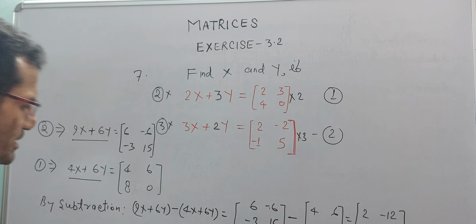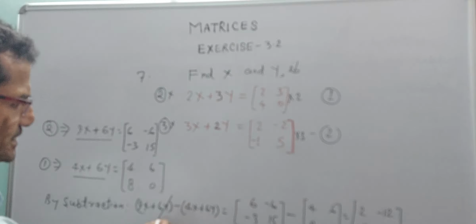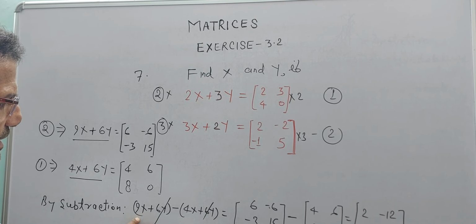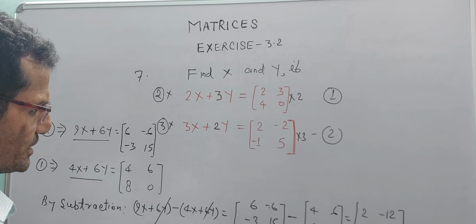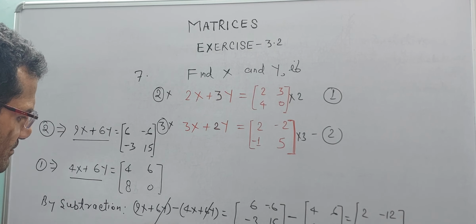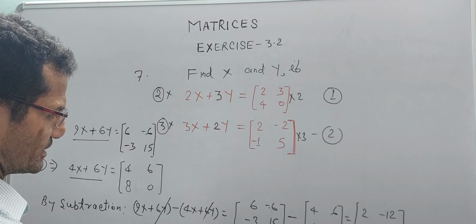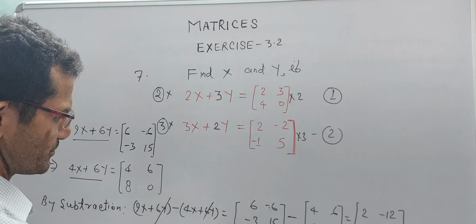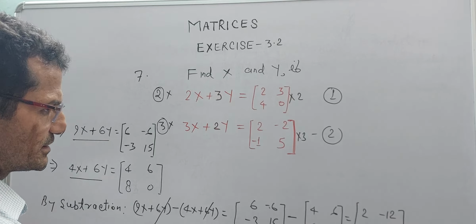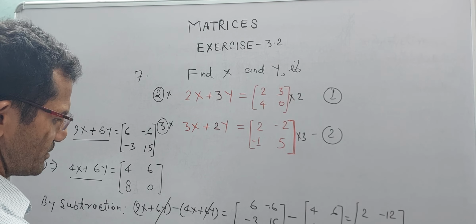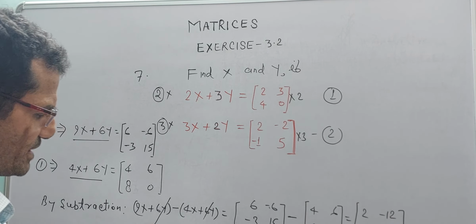Now in the left hand side part, the plus 6y minus 6y cancel out, and 9x minus 4x becomes 5x. So our left hand side becomes 5x. Therefore 5x is equal to this one: 2, minus 12, minus 11, and 15. So now this is the value of 5 times x.